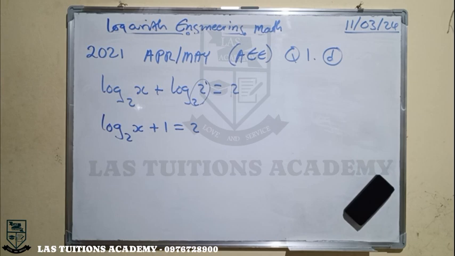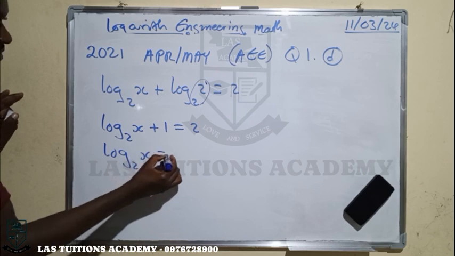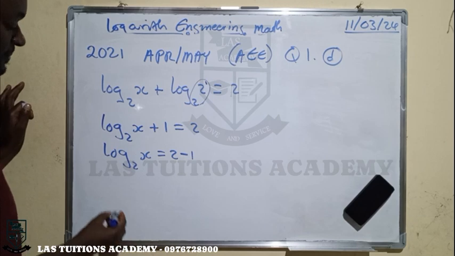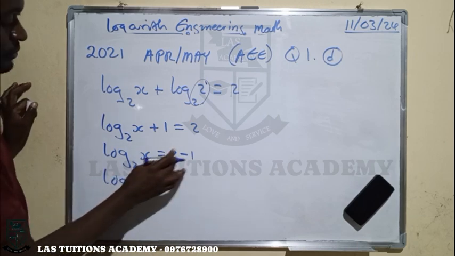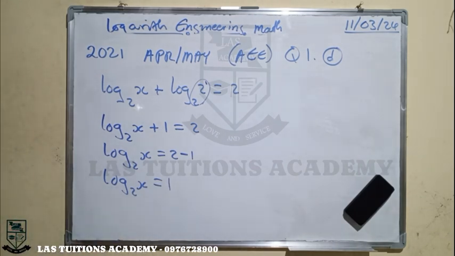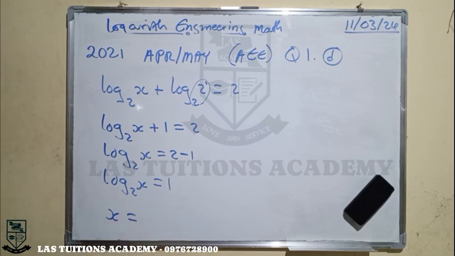So from there we're going to say log x is equal to 2. This one will cross the equal sign, goes the other side, and it will subtract. So log x is equal to 2 minus 1, we get 1. Now, remember we need to rearrange this. It should be x is equal to something. So x is equal to what there?